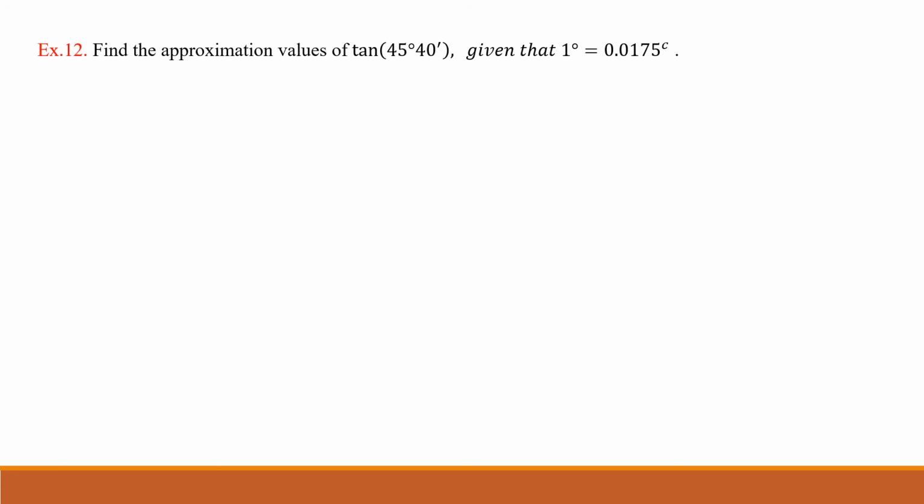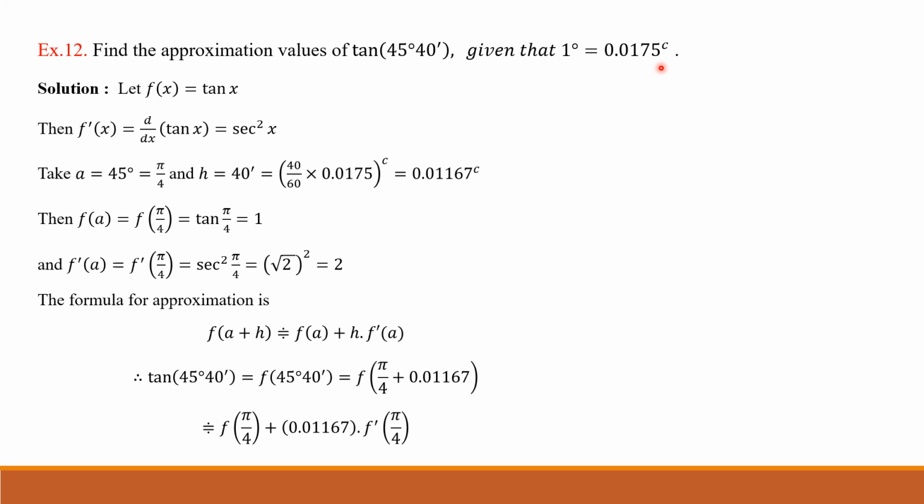Example number 12. Find the approximation value of tan of 45 degrees 40 minutes given that 1 degree equal to 0.0175 radian. Solution. Let f of x equal to tan x. Then f dash of x is d by dx of tan x. The derivative of tan x is sec square x. The number is 45 degrees 40 minutes. Then a equal to 45 degrees. Convert into radian, that is pi by 4 radian.